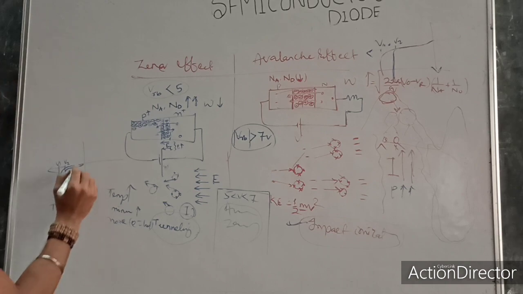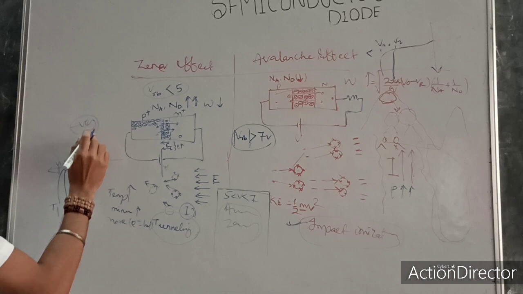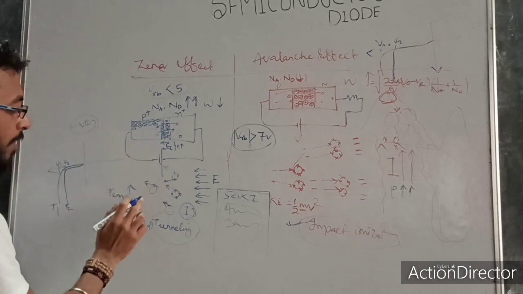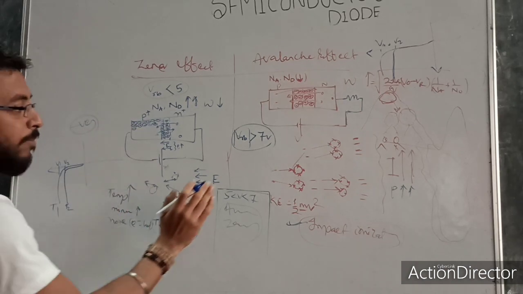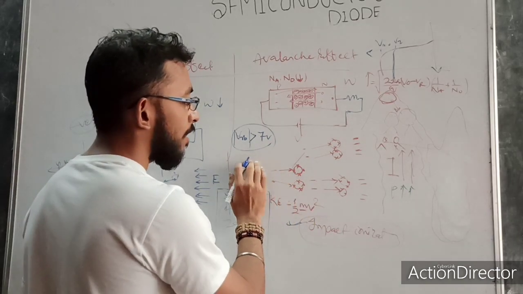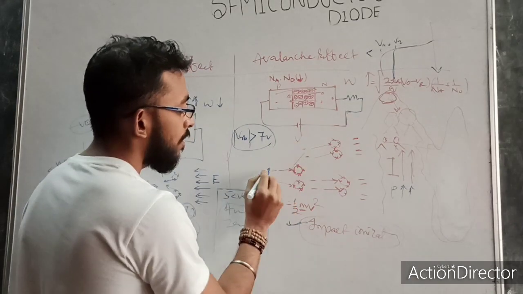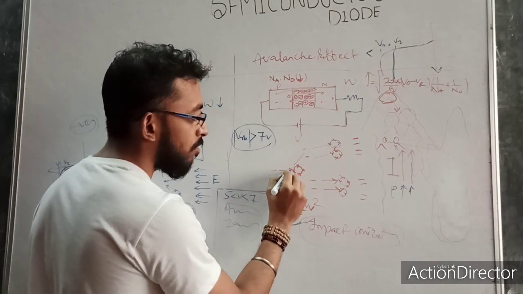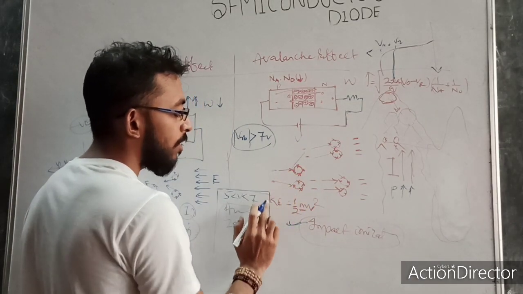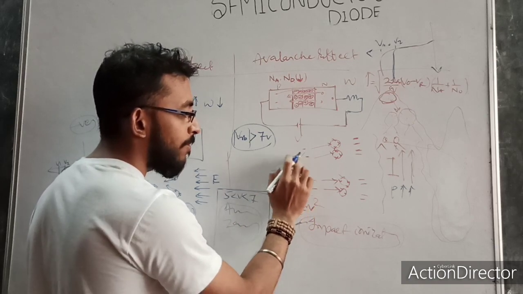So this is the negative temperature coefficient. It means if I increase the temperature, my voltage should be less. But in this case, what happens? If I increase the temperature, then I should increase my voltage also. Why? See, here the electrons are coming and they have to strike this atom. So if the temperature increases, this atom starts vibrating.